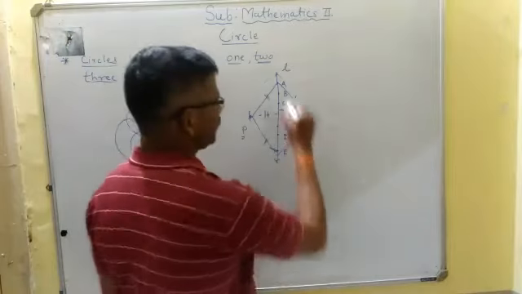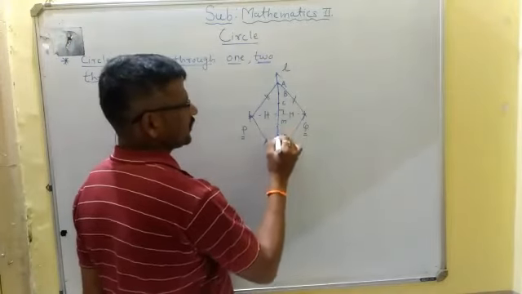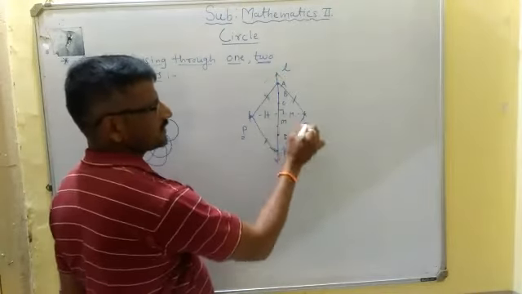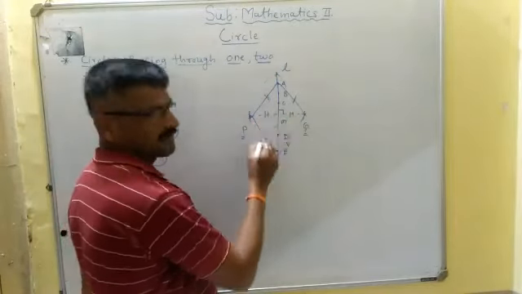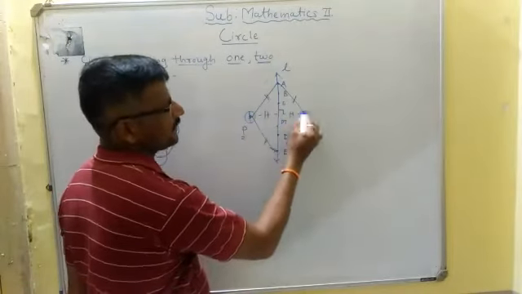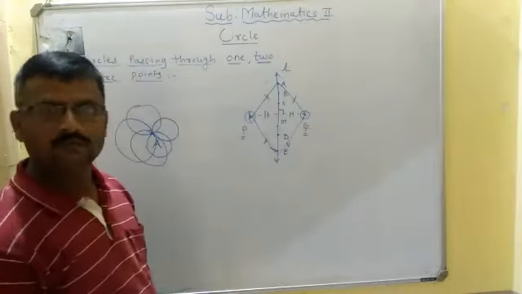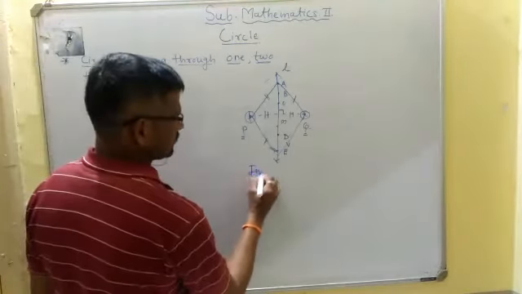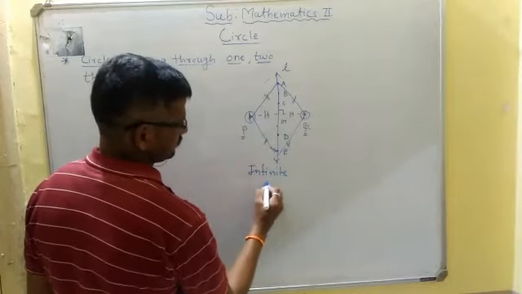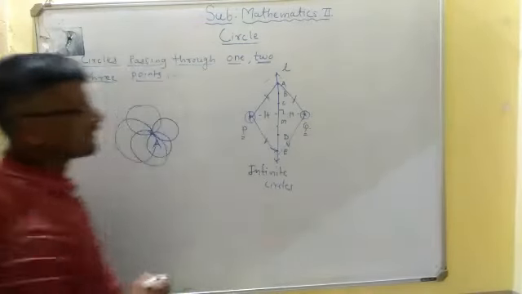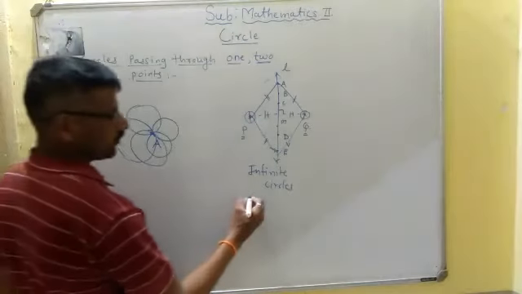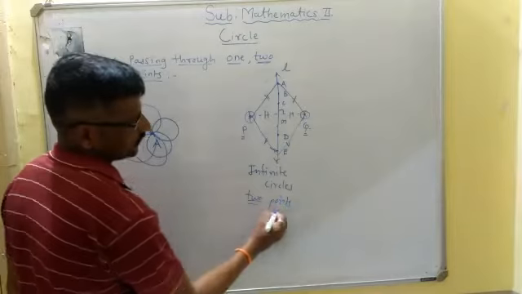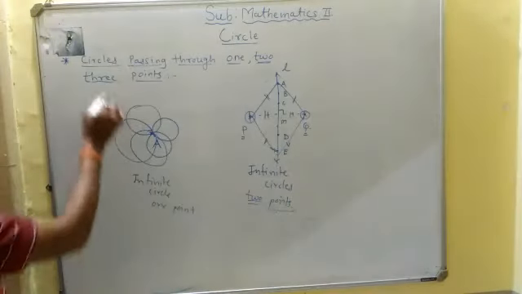That means we construct infinite circles here, taking a point on the bisector of segment PQ, and those circles pass through the points P and Q. Henceforth we say that infinite circles are passing through two given distinct points. Okay. Now remains the 3 points.